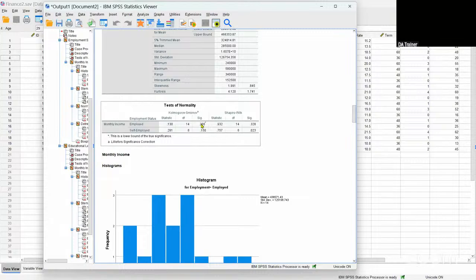And if the p-value is less than 0.05, there is a significant difference. Even with this Shapiro-Wilk p-value, as you can see, we have 0.328, and then we have 0.23. The two values are bigger than 0.05.